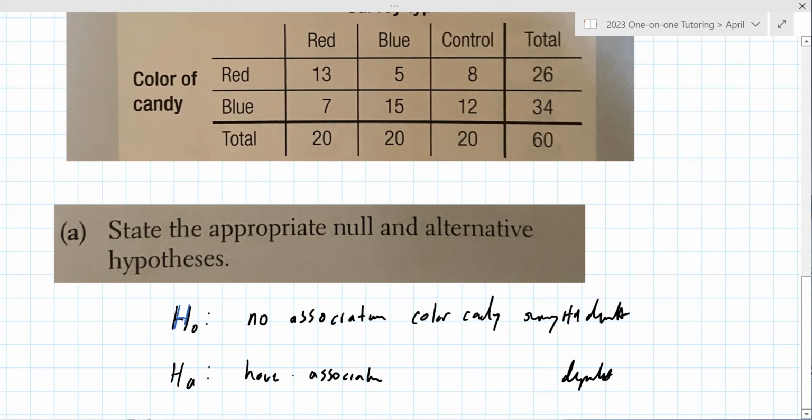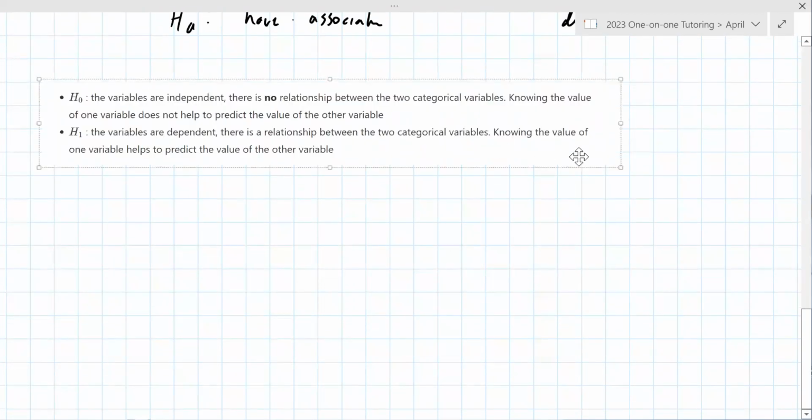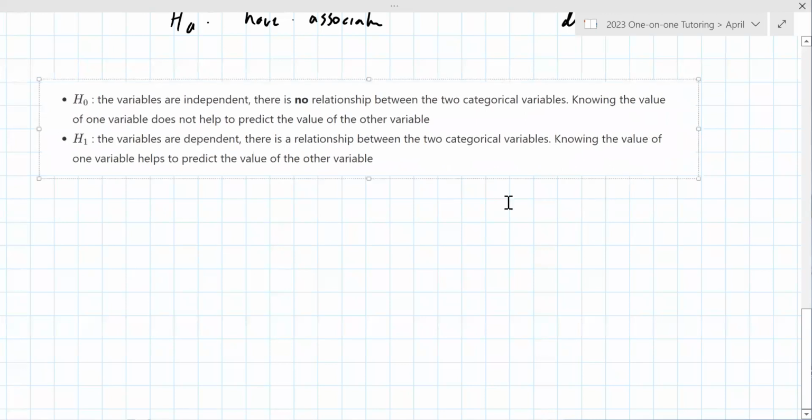Let's see here. It's that one. Okay, so what it says here is the distribution of candy choice is the same for subjects who receive the red survey, the blue survey, and the control survey. Yes. And the distribution of candy choice is not the same. Yes.